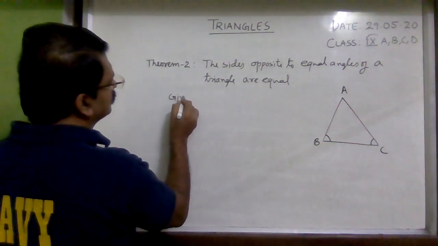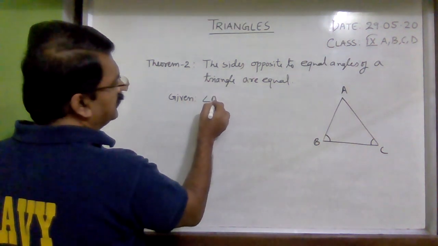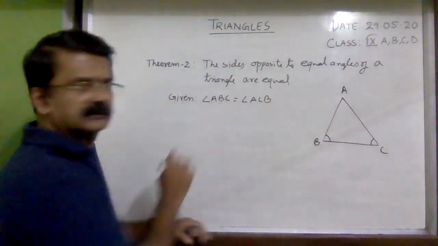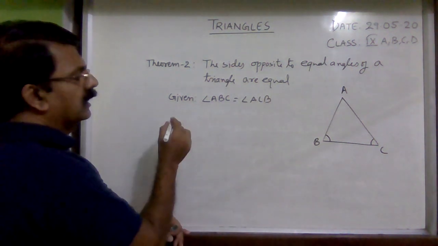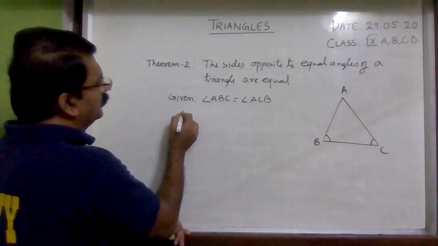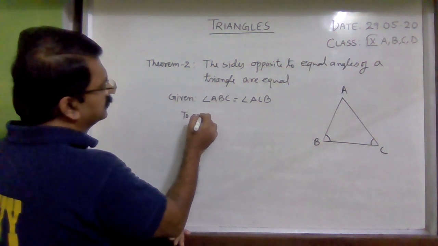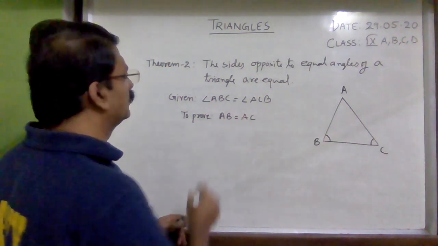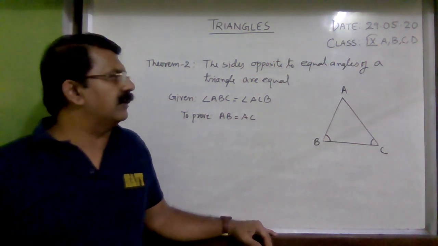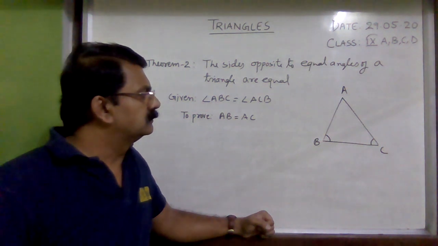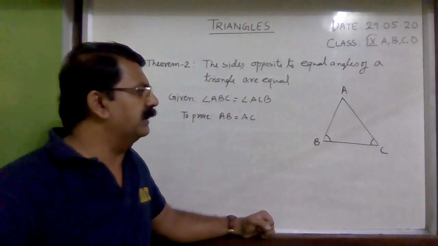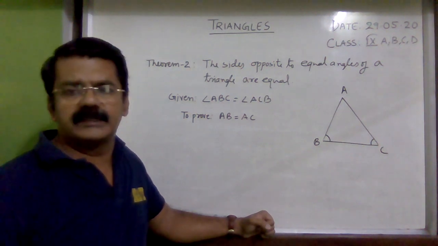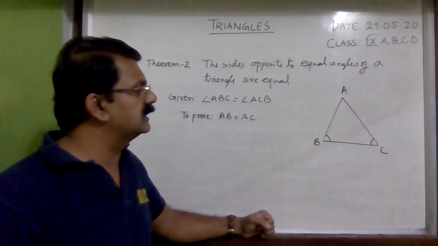Given: angle ABC is equal to angle ACB. To prove: AB is equal to AC. Now you have to prove AB is equal to AC. They have given that angle ABC is equal to angle ACB, and you have to prove that AB is equal to AC. So sides opposite to equal angles are equal.